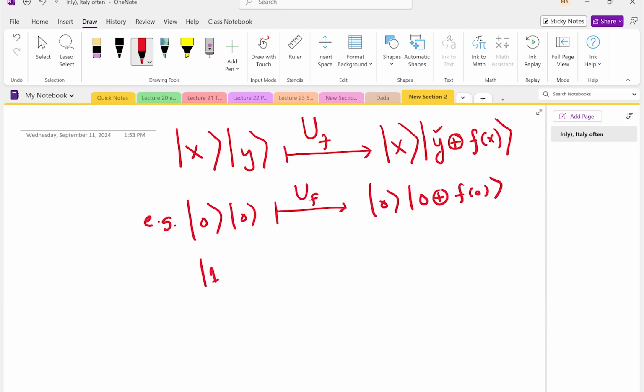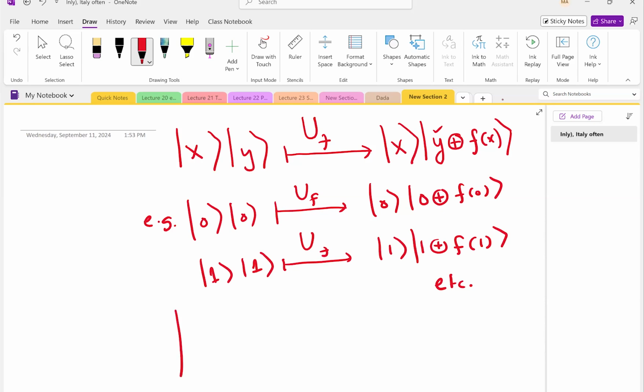Ket 1, 0 or 1, 1 would become ket 1, 1 exclusive OR f of 1, etc. So the first qubit remains unchanged, but it controls what's going to happen in the second qubit. And the second qubit takes up a value which is the exclusive OR of the application of f on the contents of the first qubit and the original contents of the second qubit.